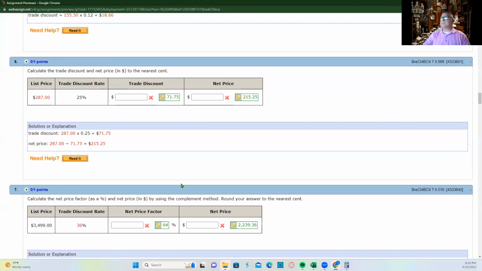So let's look at number 6. Calculate the trade discount and net price, which is just what we did. 0.25 times 287 is going to be 71.75. They write down here for us. Our net price is going to be our list price minus our discount, which gives us 215.25. That's pretty straightforward on figuring out your pricing, right?